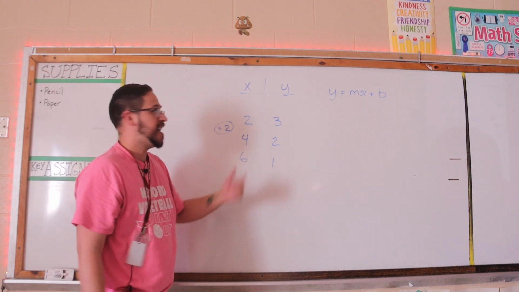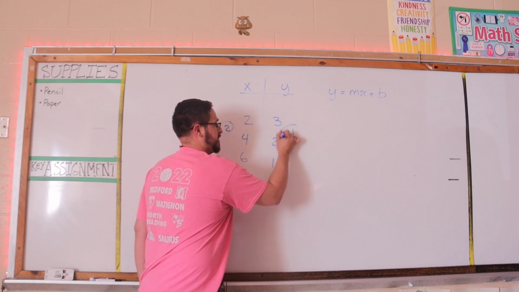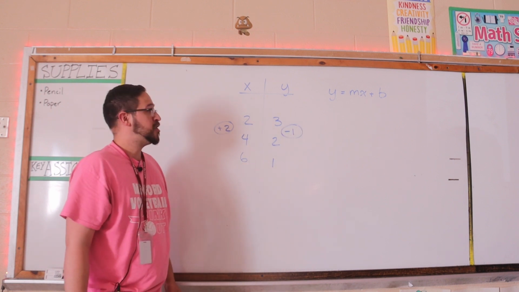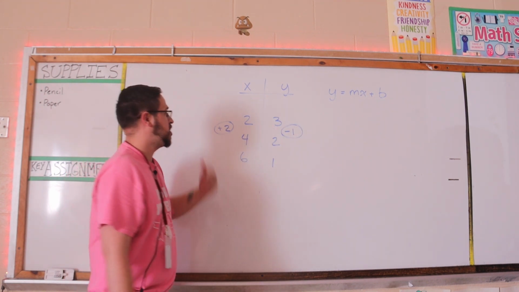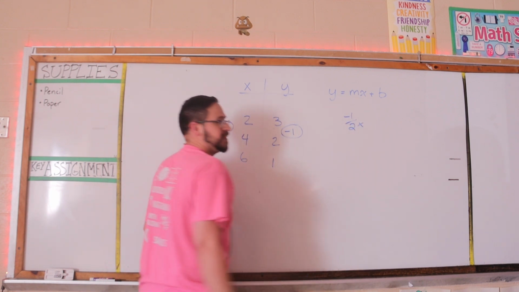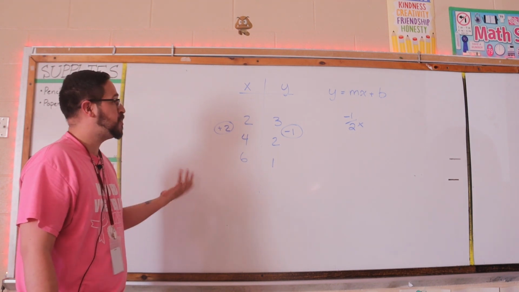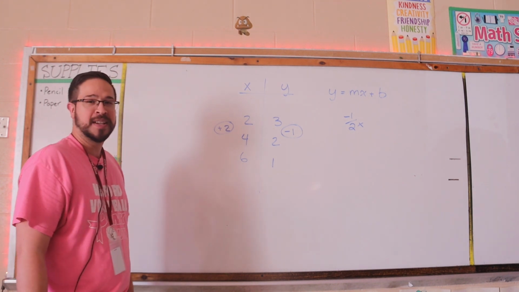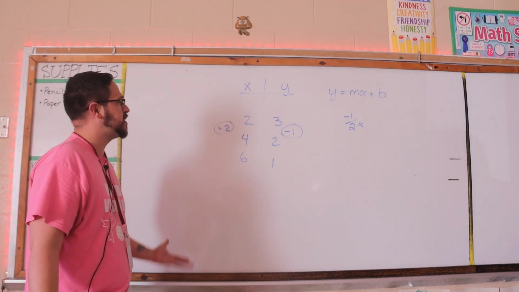Y changes each time by 1. That means our slope, if we do change of y over change of x, is negative 1 over 2, or negative 1/2. Lastly, we're looking for an intercept. How do I find the intercept? The intercept is when x equals 0.